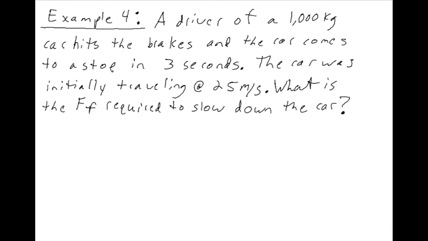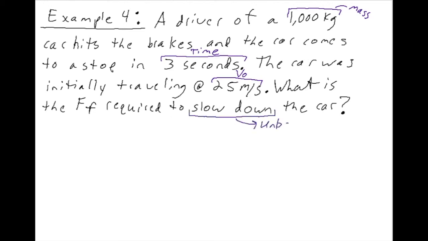Let's take a deeper look at this problem and see if there's any important information. I see 1,000 kilograms, that's talking about mass. I see that the driver hits the brakes and the car comes to a stop in 3 seconds. 3 seconds is talking about time. I also see that the car was initially traveling at 25 meters per second. That sounds like an initial velocity here. And it's asking what is the force friction required to slow down the car. Slowing down the car is telling me that there are unbalanced forces acting on this car.